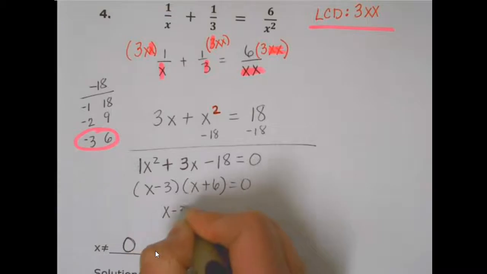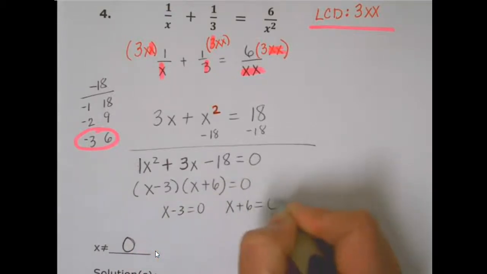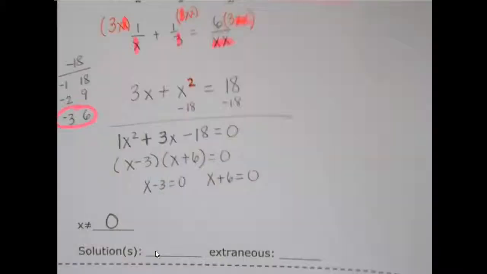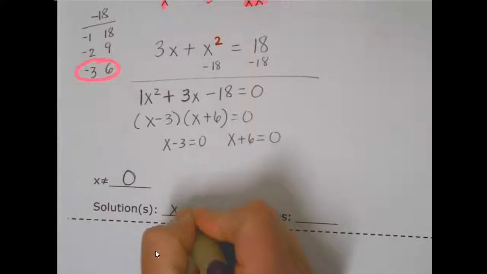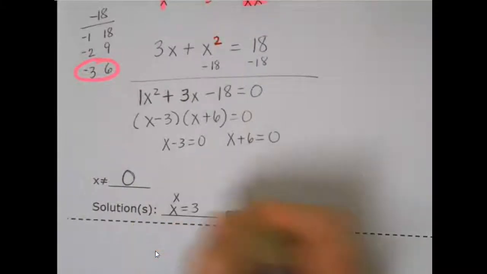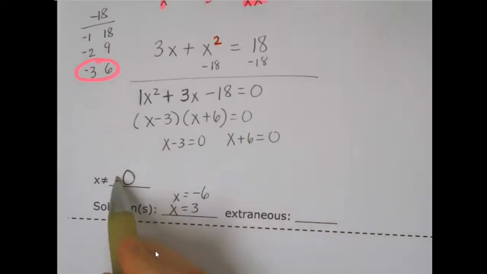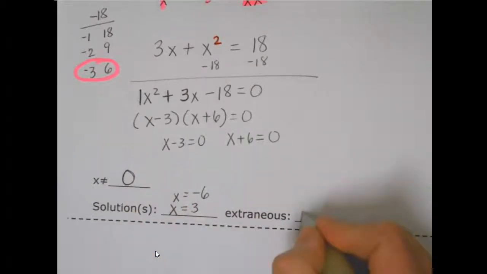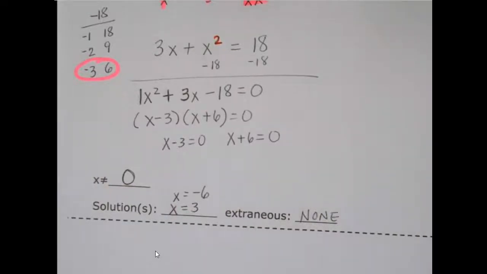And x minus 3 equals 0, and x plus 6 equals 0. And when I solve those two equations, I get x equals 3 and x equals negative 6. That does not contradict this, so there is no extraneous solution.